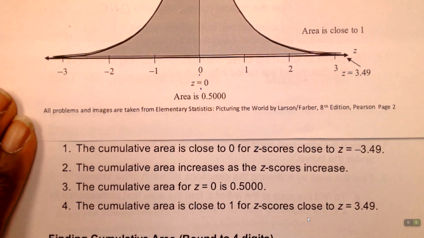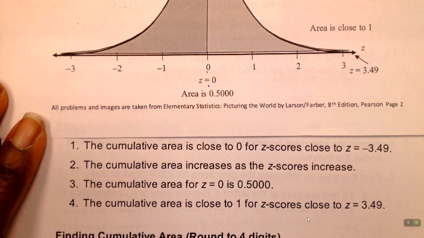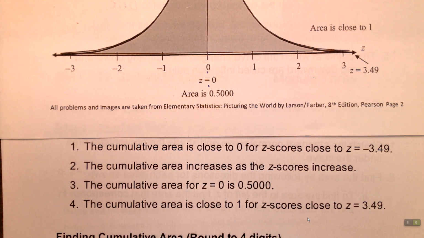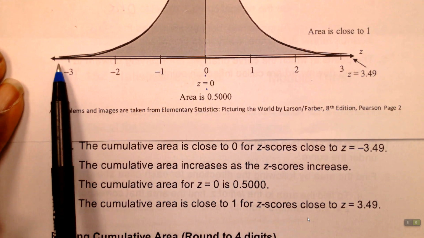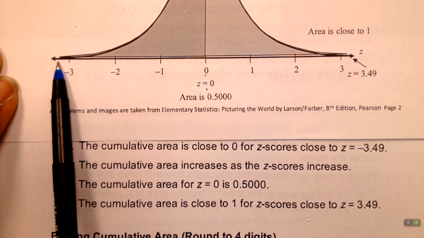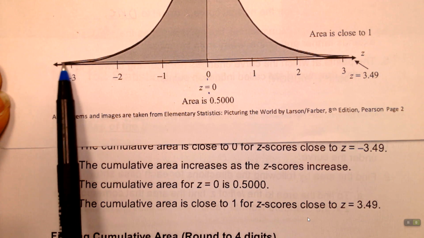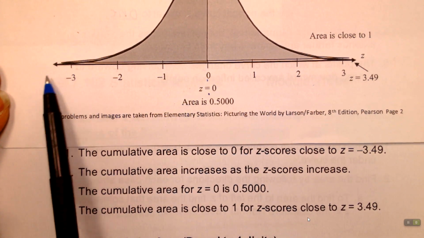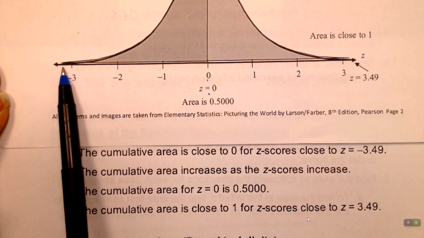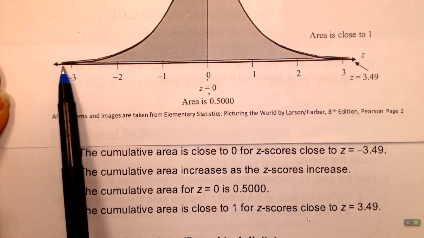So the cumulative area is close to zero for z-scores close to z equals negative 3.49. So let's look at that. If my z-score is negative 3.49, it's down here somewhere. I don't have anything shaded that I can see. So that means my probability is zero or really close to zero, like 0.0003 or 0.0001 or something like that.